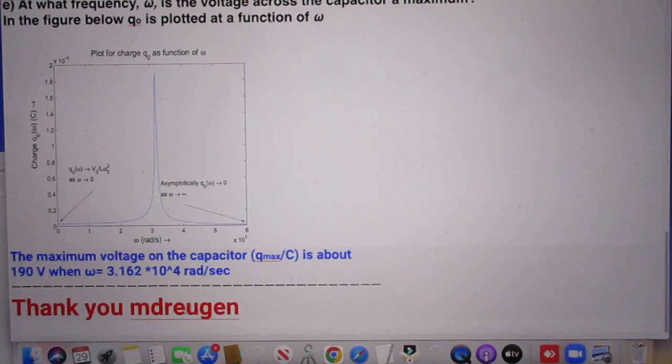And that's, of course, what mdreugen also wrote to me. I am completely flabbergasted. I don't know what to say. Clearly, I wrote here how you calculate the maximum voltage. And then I came up with this crazy number of 870 volts. Why did I do that? I really don't know. Maybe I'm turning senile. Maybe someone was distracting me. I have really no idea. It is clearly about 190 volts.